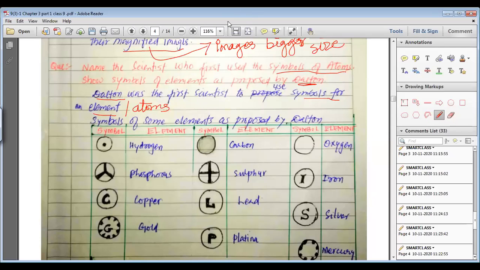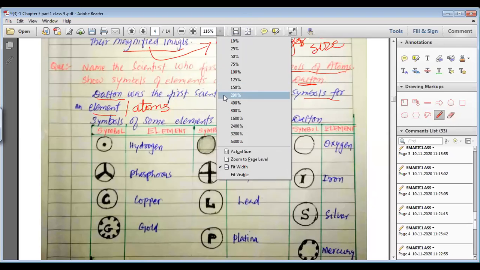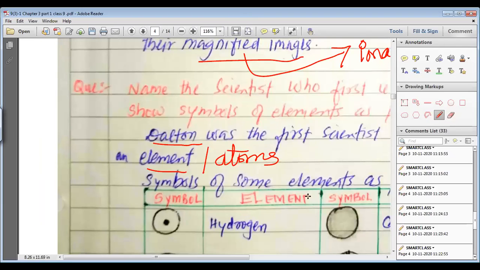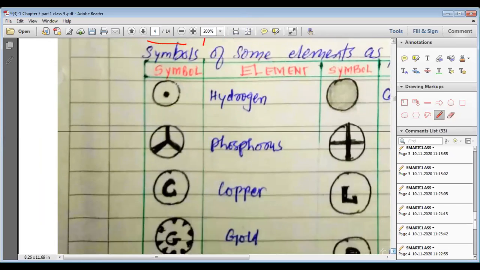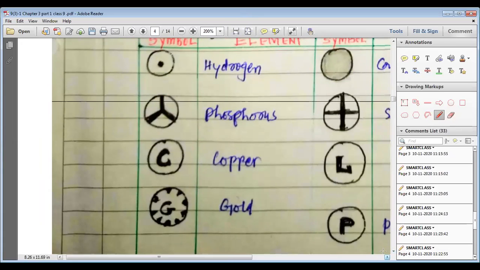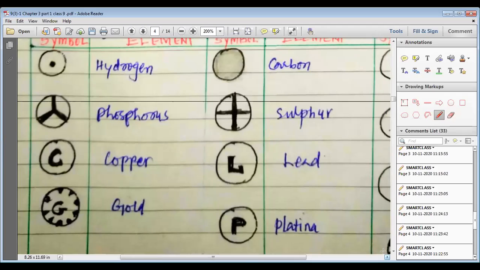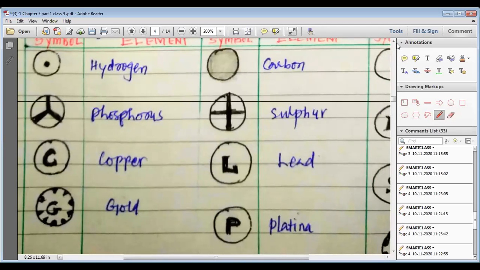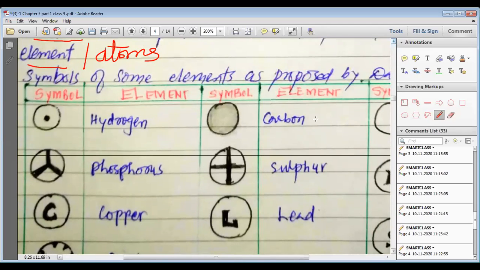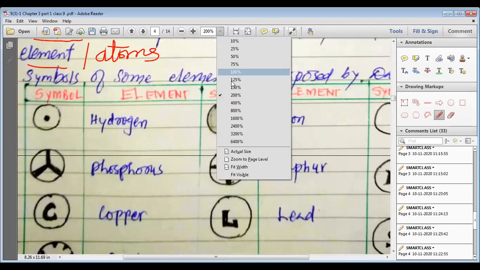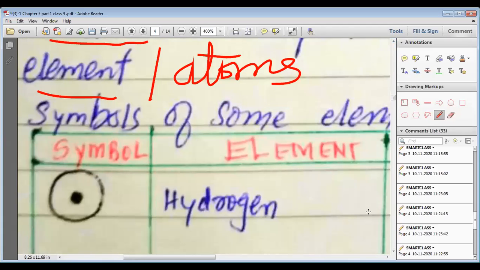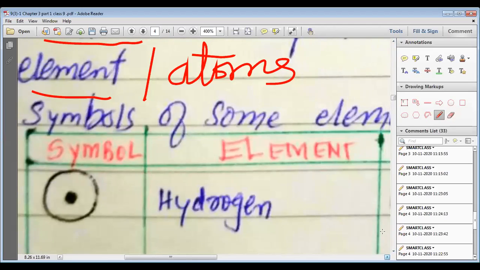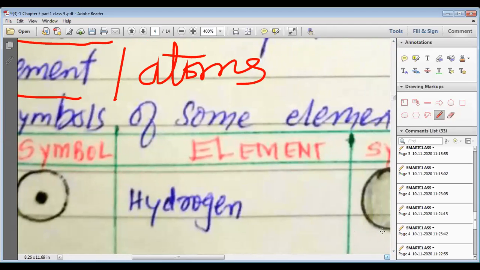You can see here we have a table, and in this table, my dear students, we can see the various symbols for various elements. The symbols for the various elements are there on your screen. Please have a look at the various symbols on your screen.